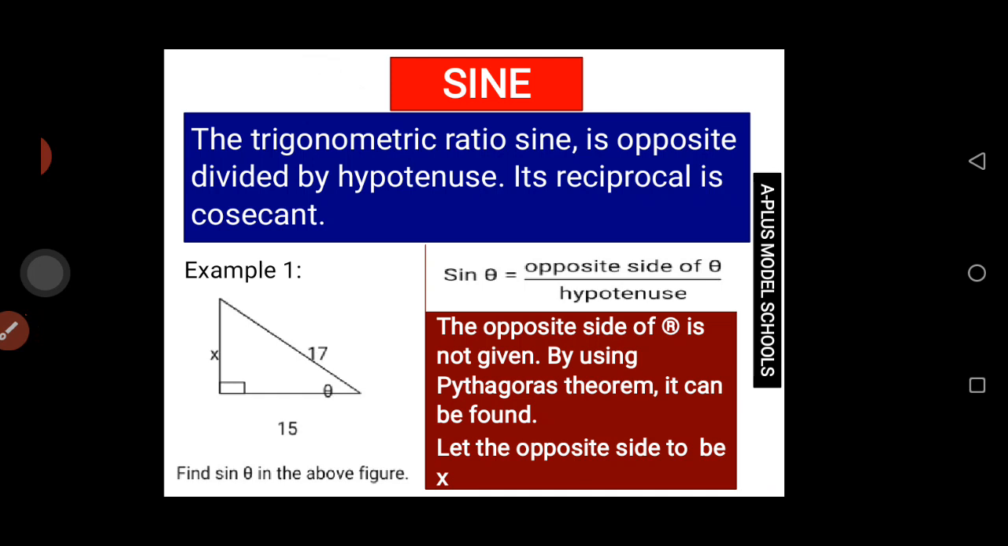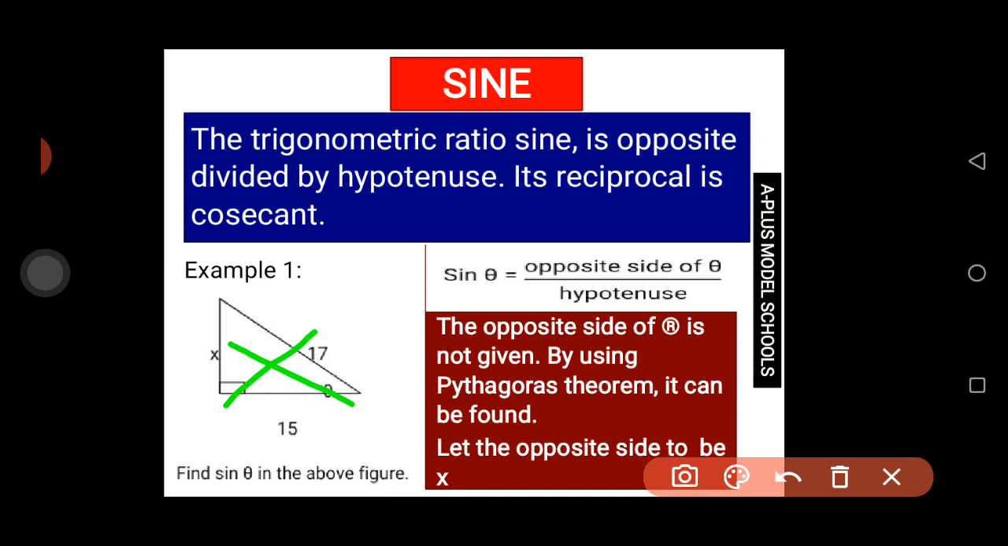If I want to look for this side, I will use the Pythagoras rule, because when you are dealing with sides, you use the Pythagoras rule, but when you are dealing with angles, you deal with trig ratios. So here I will use the Pythagoras rule. The third side is labeled x. The 17 is the hypotenuse because that's the side facing the right angle, and x is the side facing theta, which is the opposite. So 15 is the adjacent side, which is the third side.